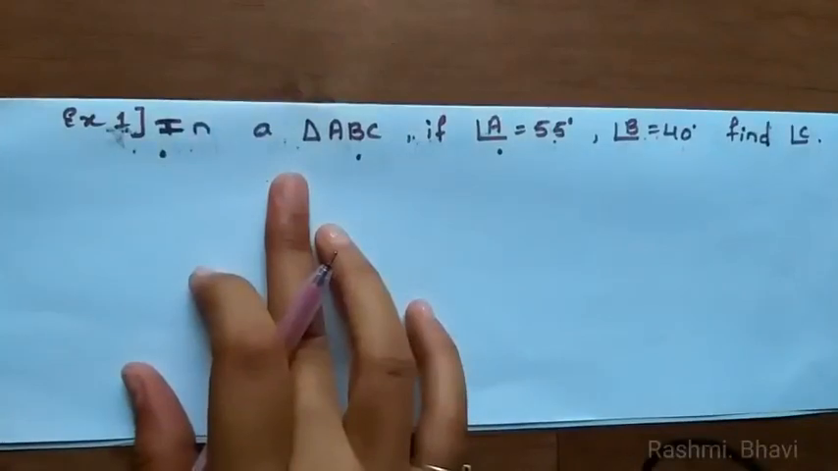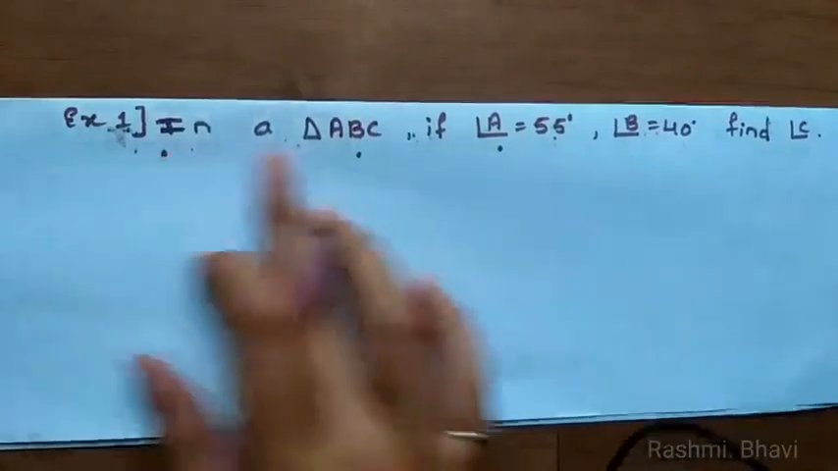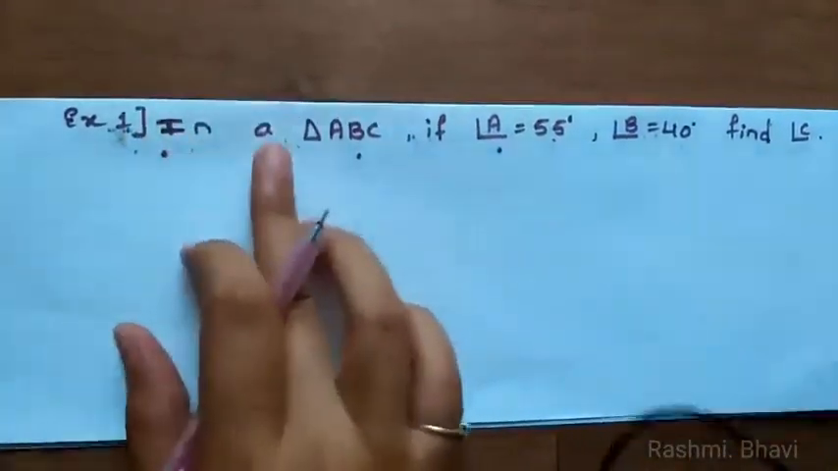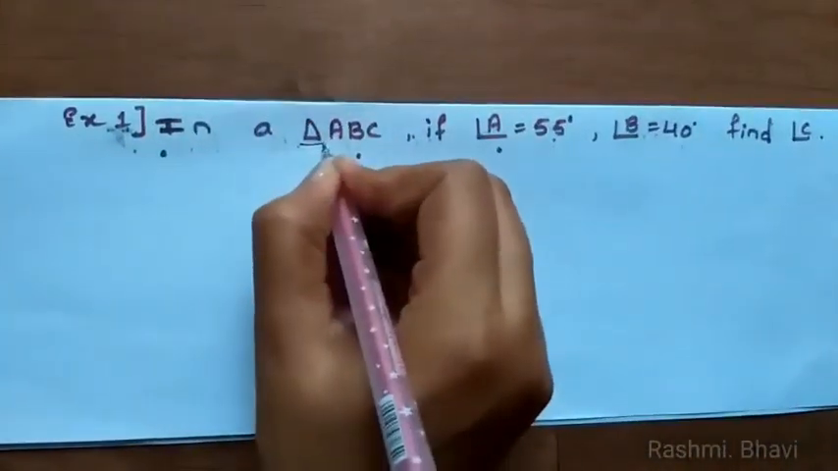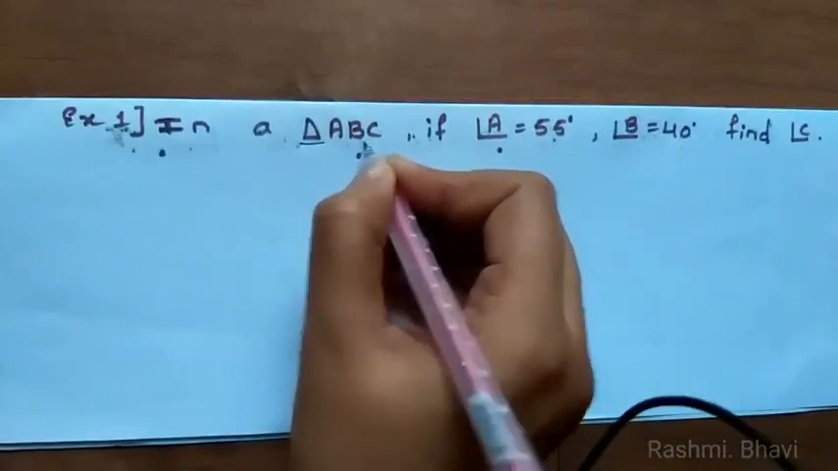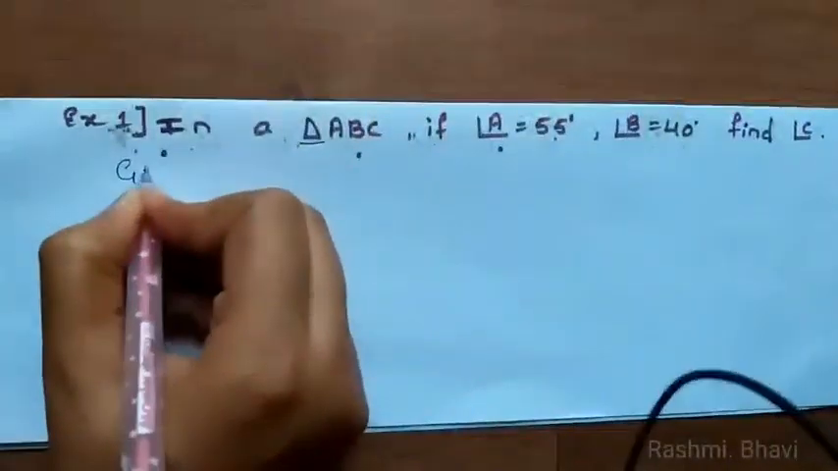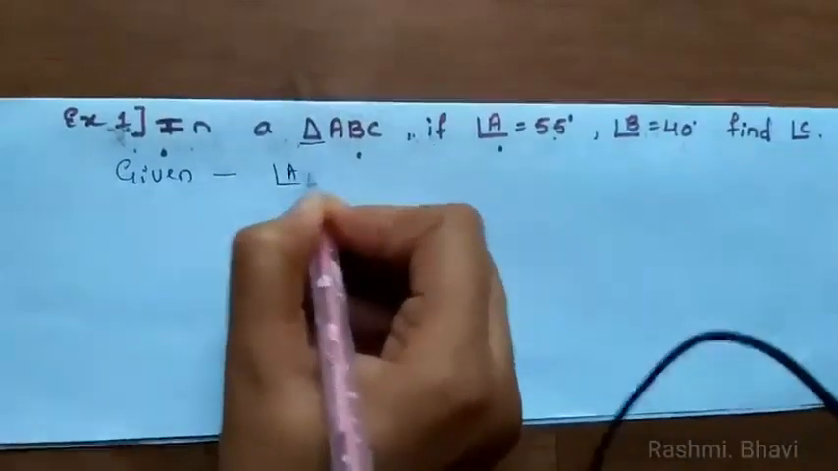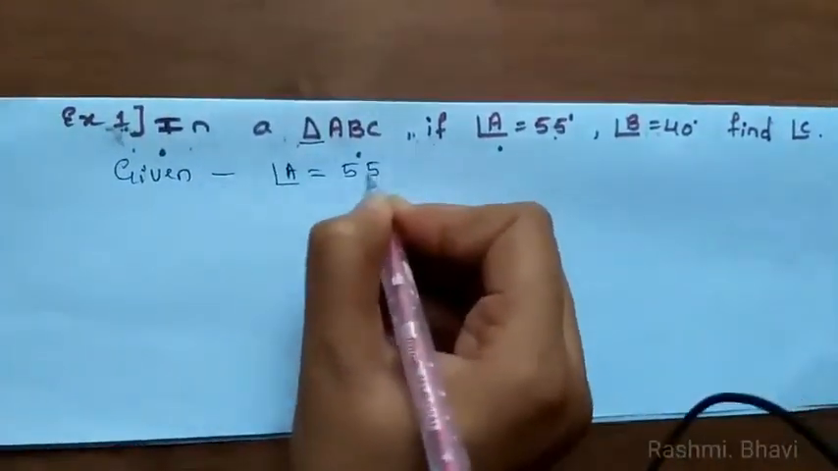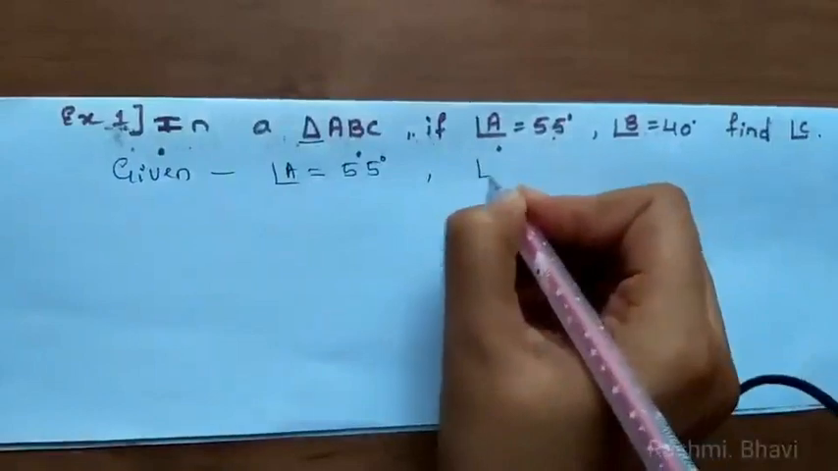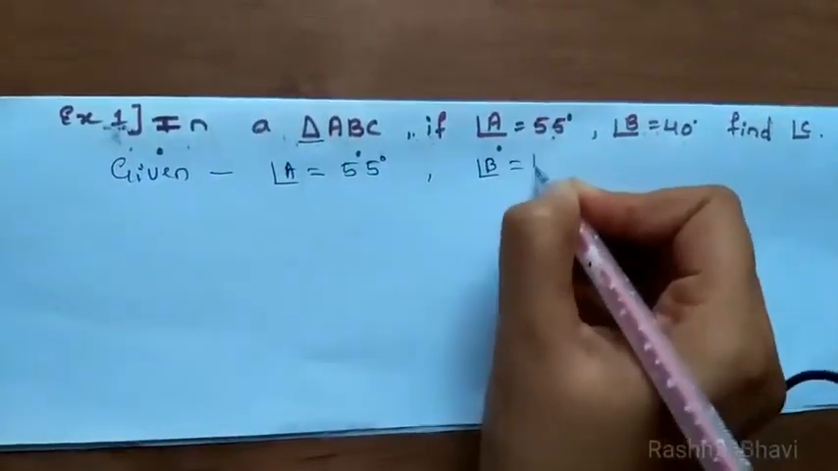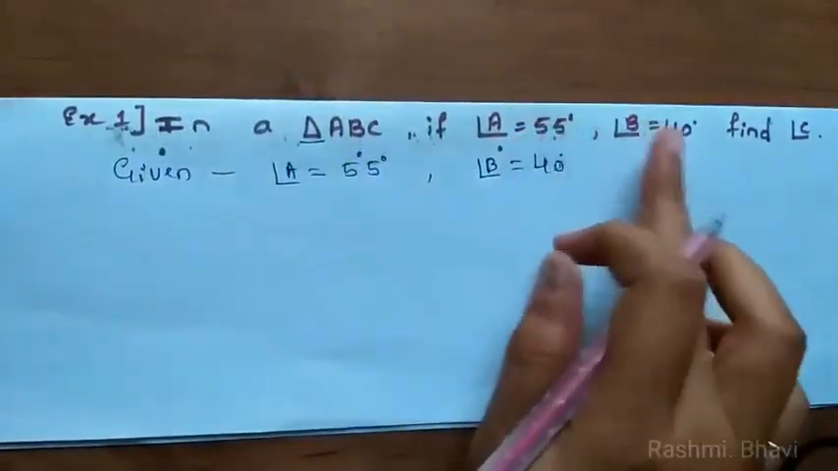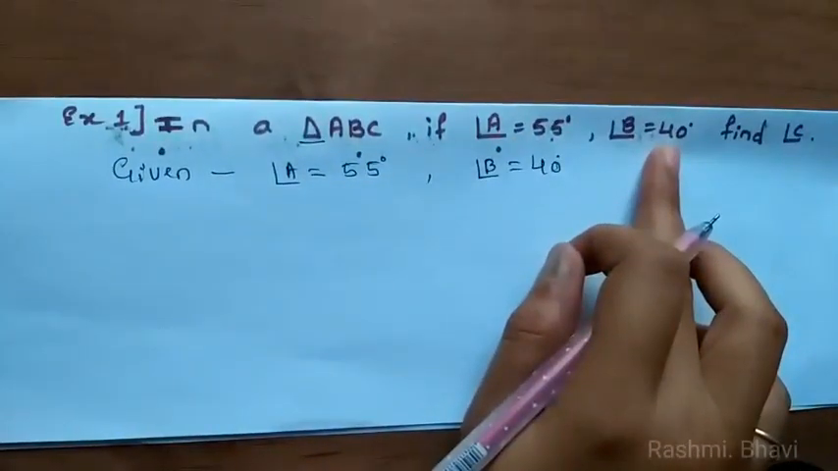Using the concept of the interior angle theorem, we will solve an example. Let us see the first question here. This symbol is said to be a triangle. In triangle ABC, we have to write the given. Given: angle A is equal to 55 degrees and angle B is equal to 40 degrees. In the question, they gave angle A is 55 degrees, angle B is 40 degrees.